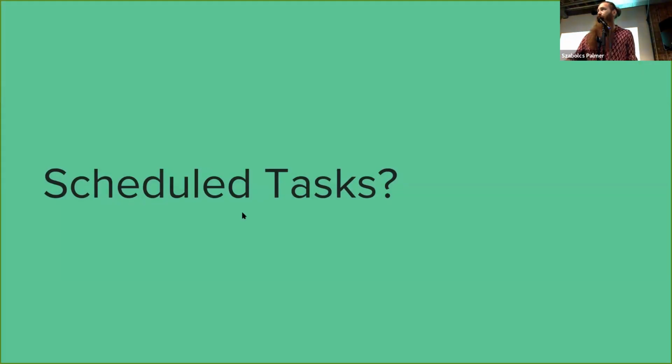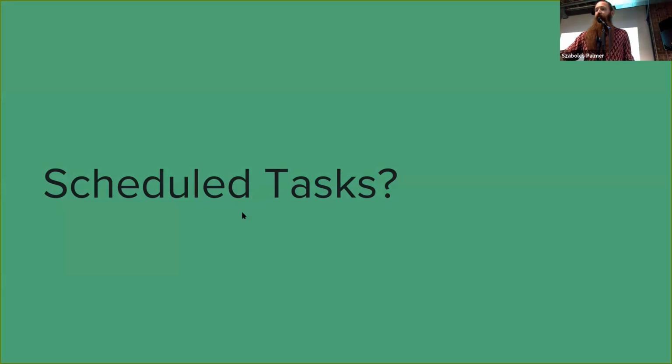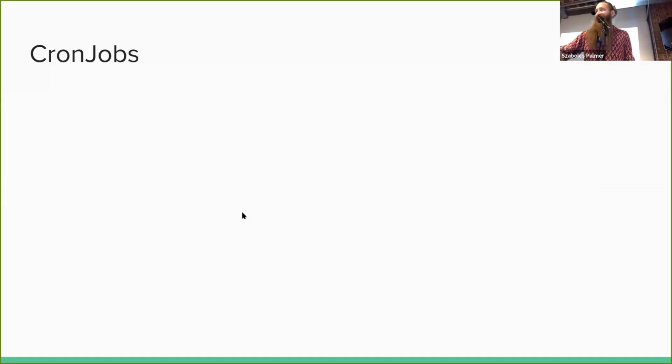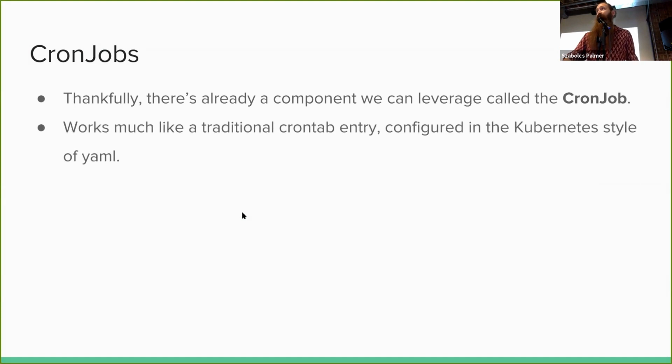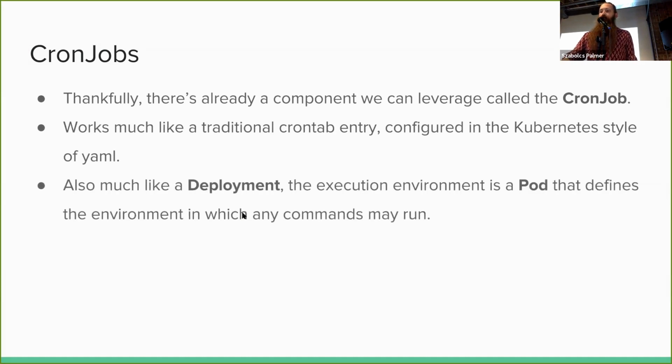What about if we wanted to run some scheduled tasks? There's maybe cleanups, maybe there's daily emails or something. So we have cron jobs. Pretty much just a normal cron job or cron type entry, the same syntax of the cron part itself, but just in a Kubernetes style YAML.